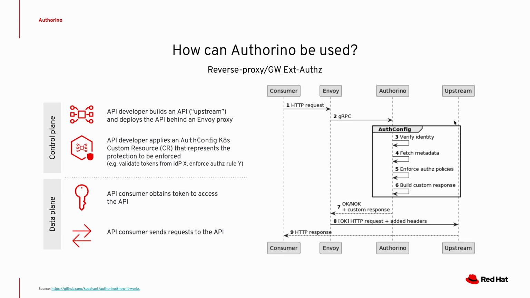Authorino finds the pre-cached AuthConfig recipe to enforce and triggers it for the context supplied by Envoy, effectively verifying the request, occasionally fetching metadata from external sources, enforcing all the authorization policies and rules, and then builds a response to Envoy with either OK or not OK, meaning access to the upstream shall be granted or denied. If access is granted, Envoy forwards the request to the upstream service, which effectively serves the request.